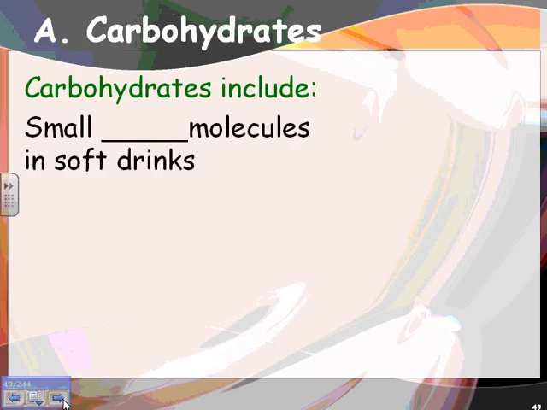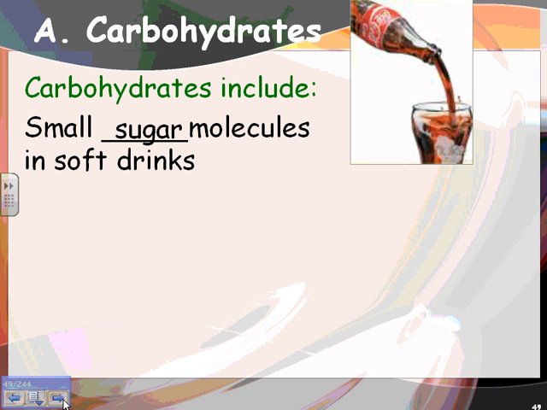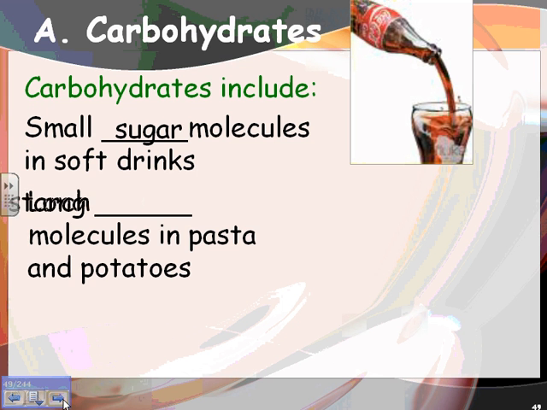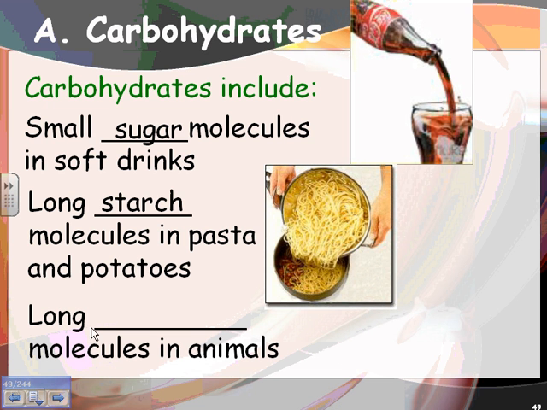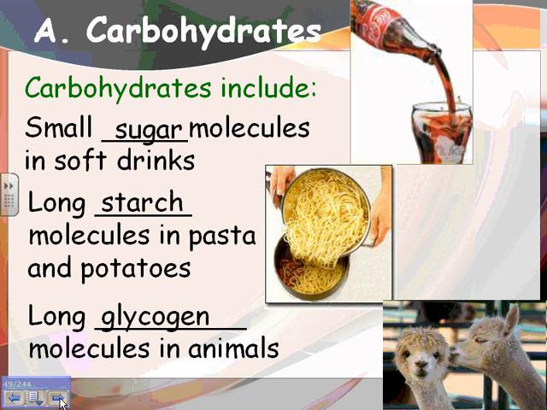Carbohydrates. Carbohydrates include small sugar molecules that you find in soft drinks, and they also include larger starch molecules that you find in pasta. Starch is a long molecule. It's a polymer that you find in plants. So the starch molecules came from wheat in this case. And you also have long glycogen molecules in animals, like these really cute alpacas. So glycogen you find in animals and starch you find in plants. They are both polymers, and we'll talk about those in a little bit.